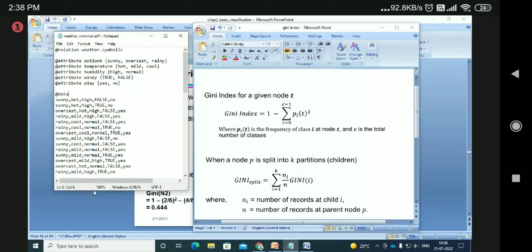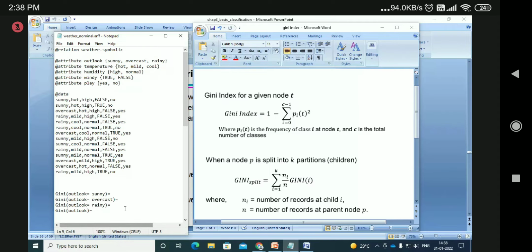So you have to apply this Gini index to this data set and tell me what tree is built. To make it easy, I have put in what values you have to calculate. You can first calculate the Gini index of the data set.